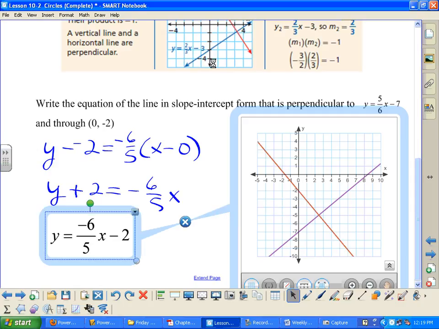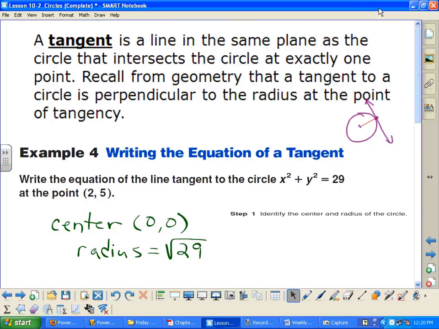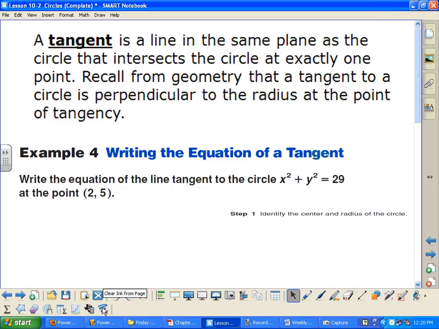And if I graph it, then it should be through 0, -2, and perpendicular. Okay. So we did that to talk about tangents. How many of you remember talk about tangents? Okay. Anybody? Okay. All right. Remember the words, but not the process. Okay. A tangent is a line that intersects something in one place. Okay? So a line that's tangent to a circle will intersect the circle only one place.